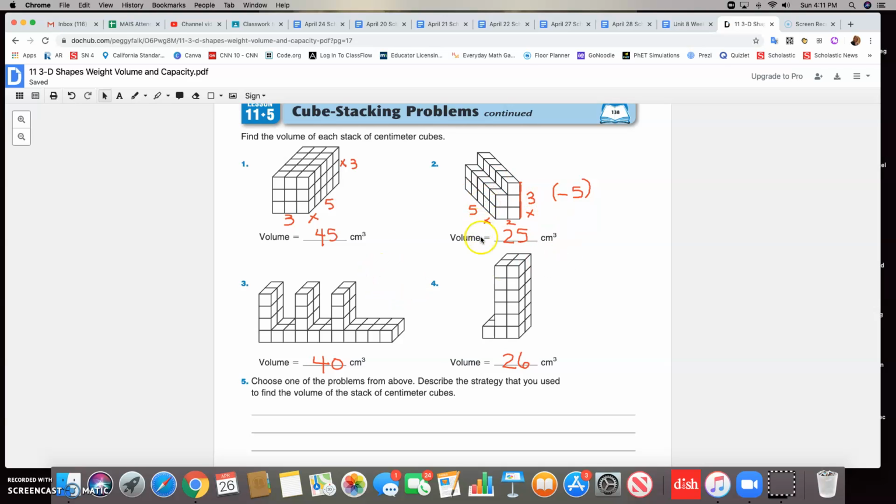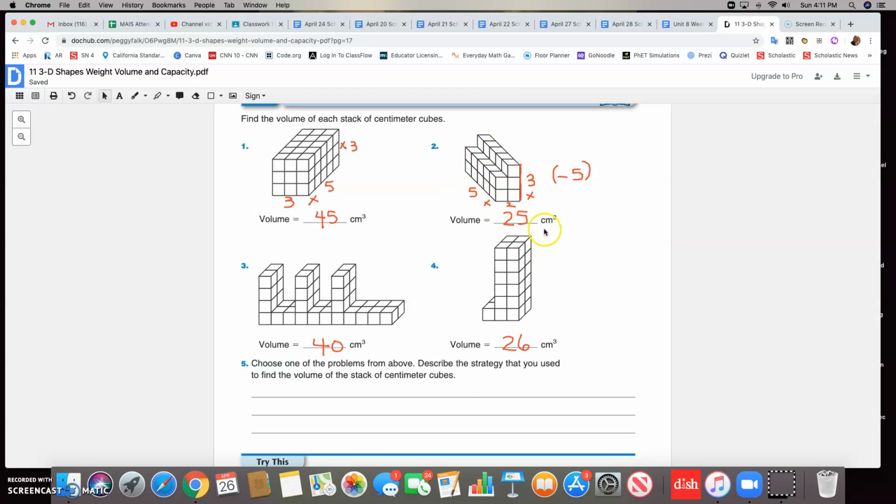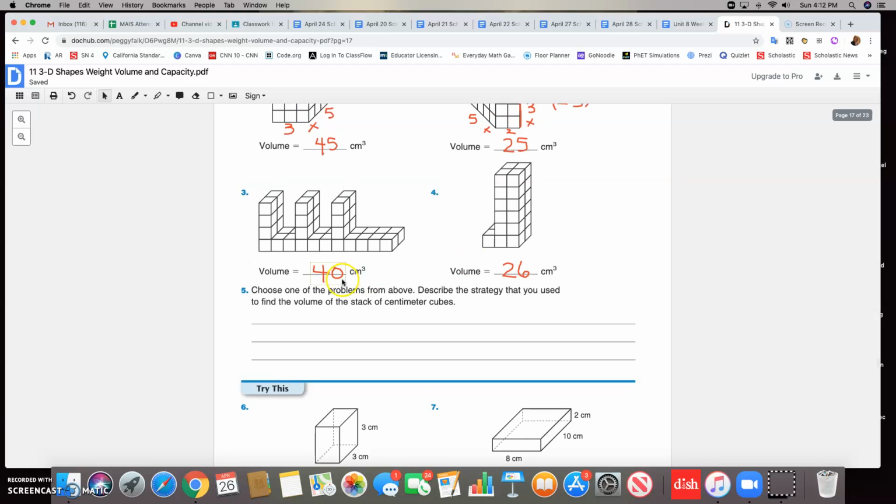Okay, this one, little thinking here. The length is 2, the width is 5. The height is 3. So if you do that, 2 times 5 is 10 times 3 would be 30. But we are missing this one row of 5 cubes. So we subtract the 5. So the volume of this one is 25 centimeters cubed. Okay, this one is 40.